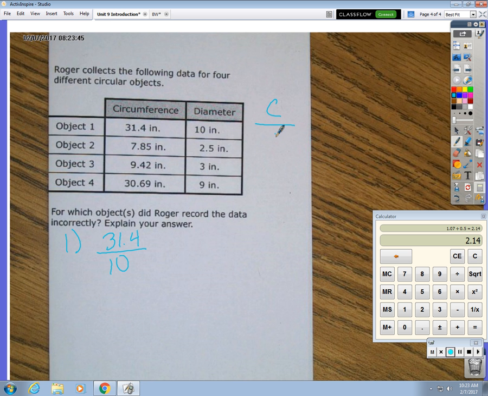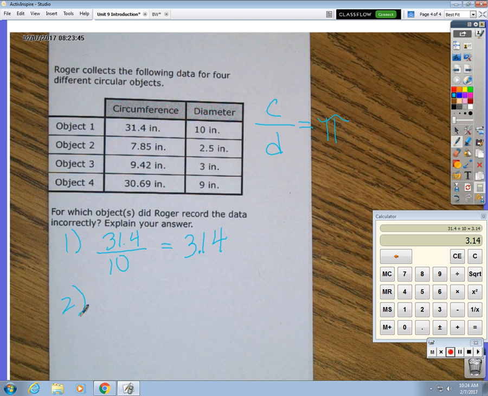Circumference divided by diameter should equal what? Pi. The circumference of a circle divided by its diameter should equal pi. If it doesn't, then something's not right. Okay? So on number 1, we have 3.14 divided by 10. You put 31.4. Oh, 31.4 divided by 10 is equal to 3.14.